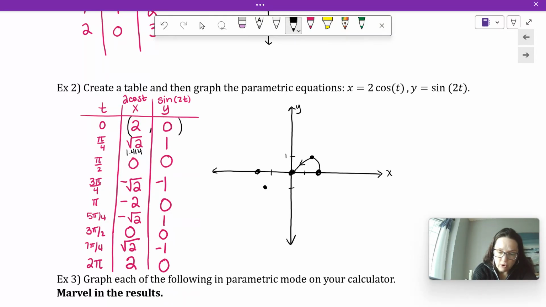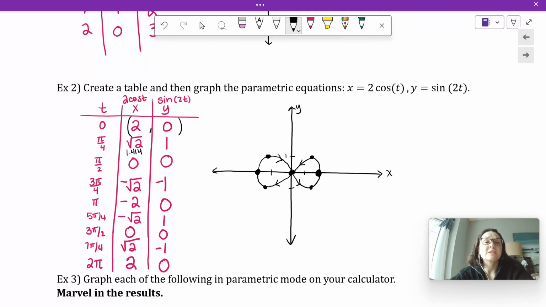Negative 2, 0. So I came up here. And then negative root 2, positive 1, back to 0, 0. And then I came here. And then root 2, negative 1, back to 2, 0. And I get a little infinity sign. And that's how you graph parametrics.